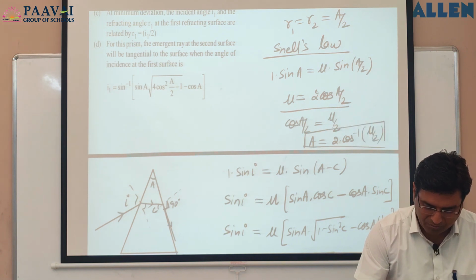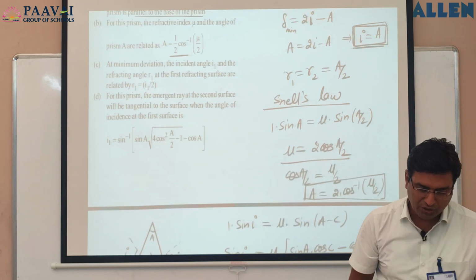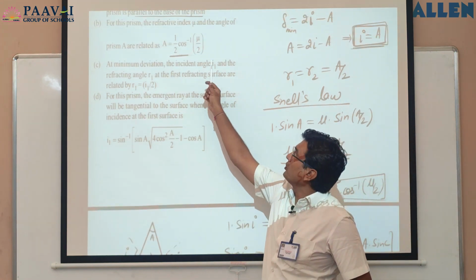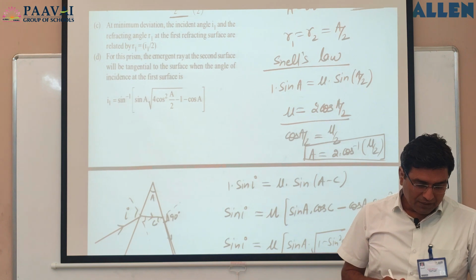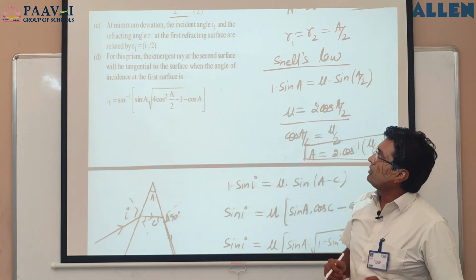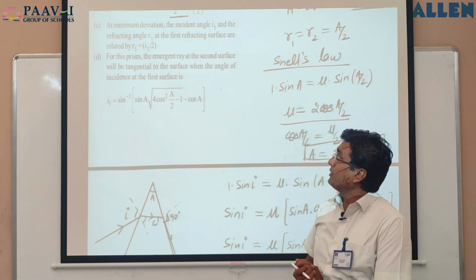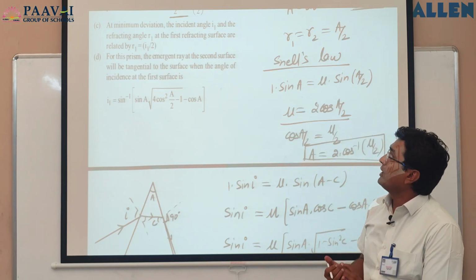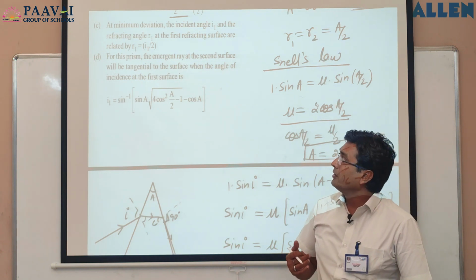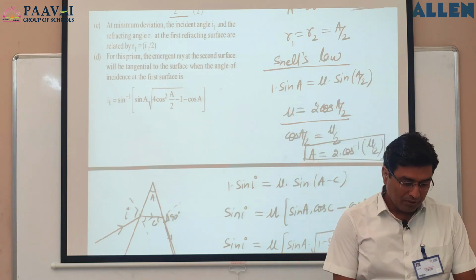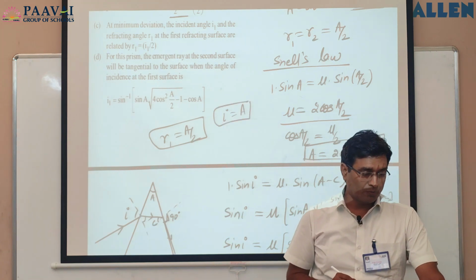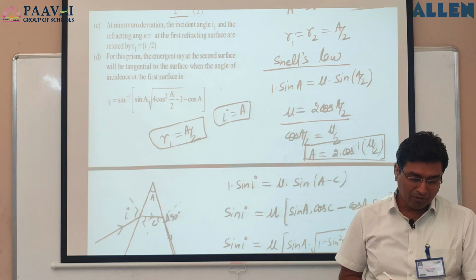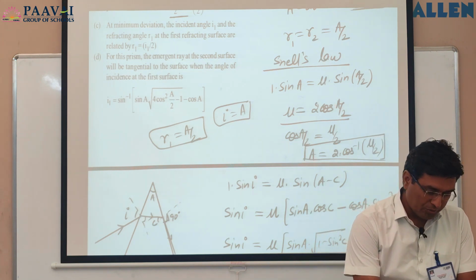But if you just see option B, it is given half into cos inverse of mu by 2, not 2 into cos inverse of mu by 2. So, the second option will be wrong. Okay. If you just read option C, it says that at minimum deviation, the incident angle I1 and refracting angle R1 at the first refracting surface are related by R1 equal to I1 by 2. Basically, we already learned that angle R1 will be equal to A by 2 and angle I is nothing but the angle of prism. So, of course, this is correct, angle R1 will be equal to A by 2. So, option C is correct here.